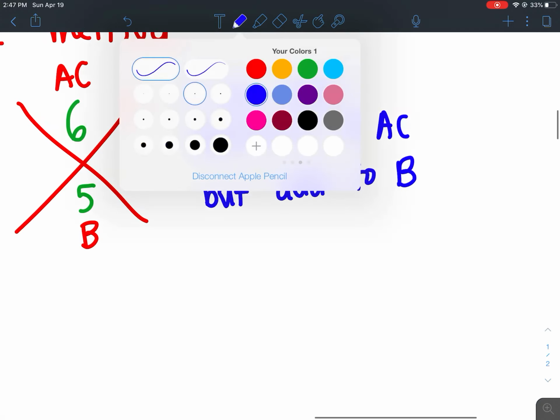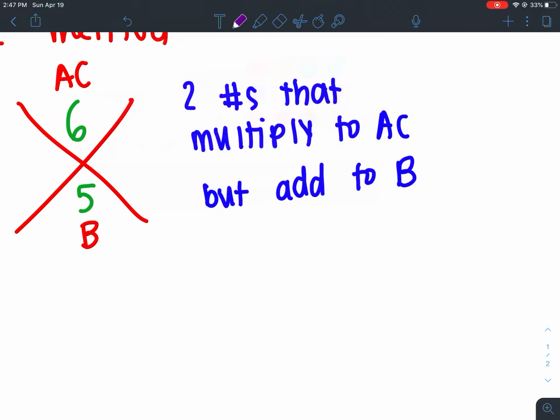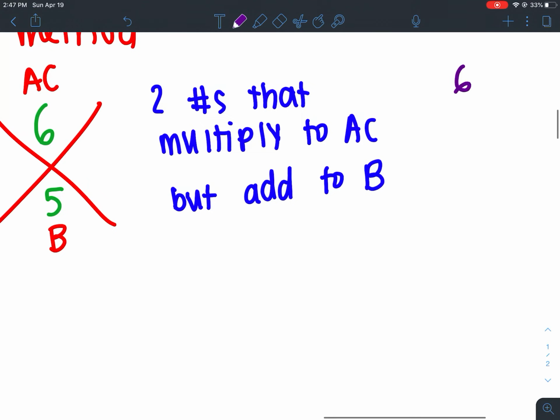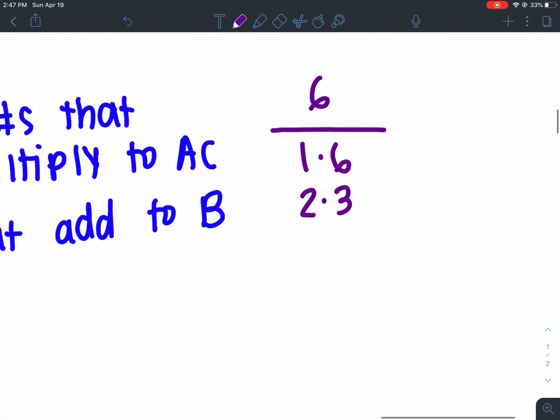So here's where we got to list our factors of 6. Okay, we want to think of numbers that multiply to 6, but add to 5. So 1 times 6, 2 times 3. Are those the only numbers that multiply to 6? No, because you forgot about negatives. Does negative 1 times negative 6 also make 6? Yeah. Does negative 2 times negative 3 make positive 6? Yeah, so you have to think about your negatives here as well.